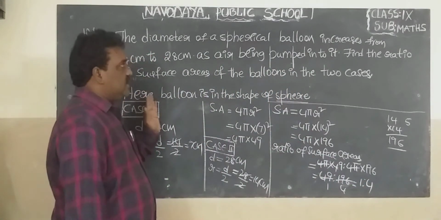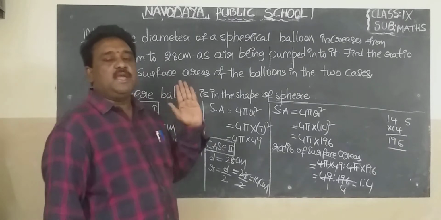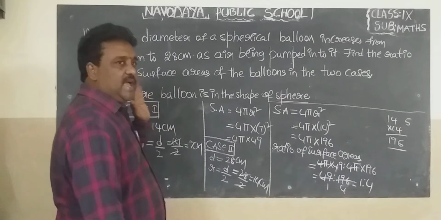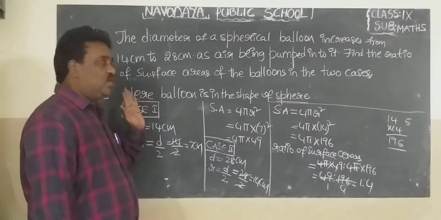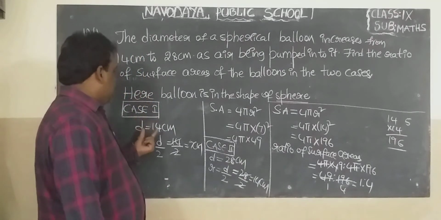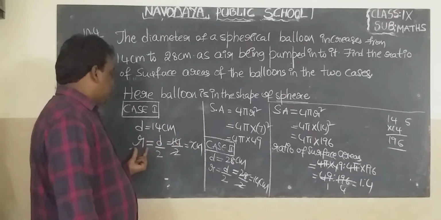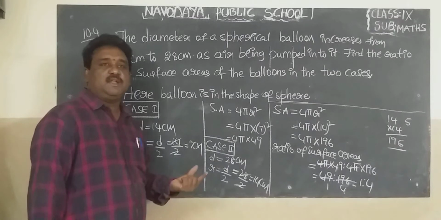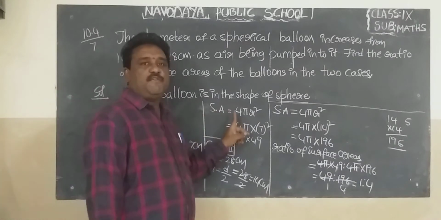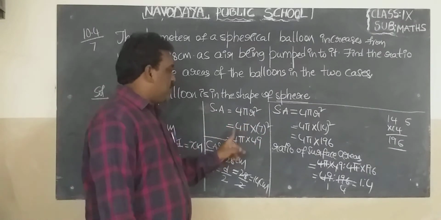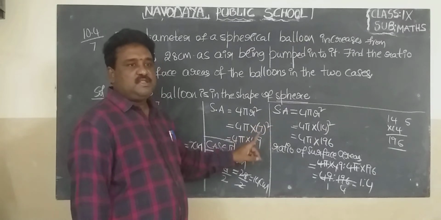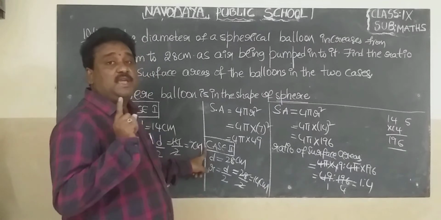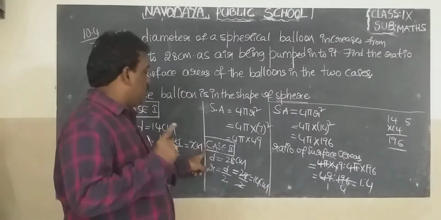So see again, two cases are there because diameter increases from 14 to 28. Case 1: diameter 14, radius equals diameter by 2, 14 by 2, 7 centimeters. Surface area formula 4 pi r square, 4 pi into 7 whole square. 7 whole square how much? 49.